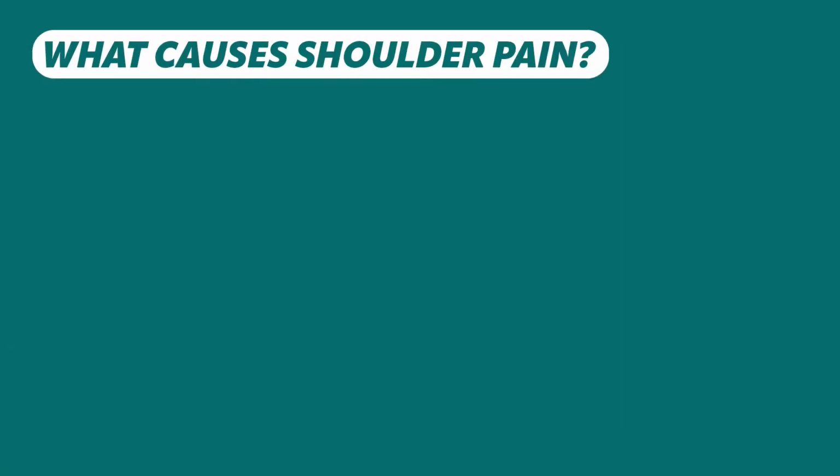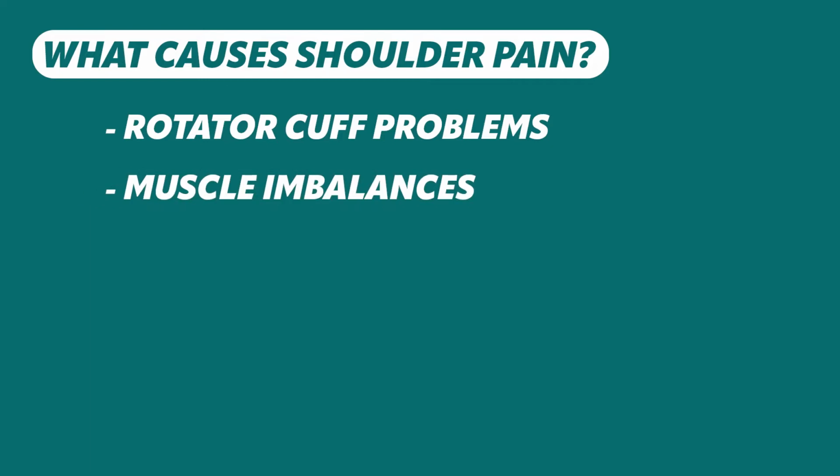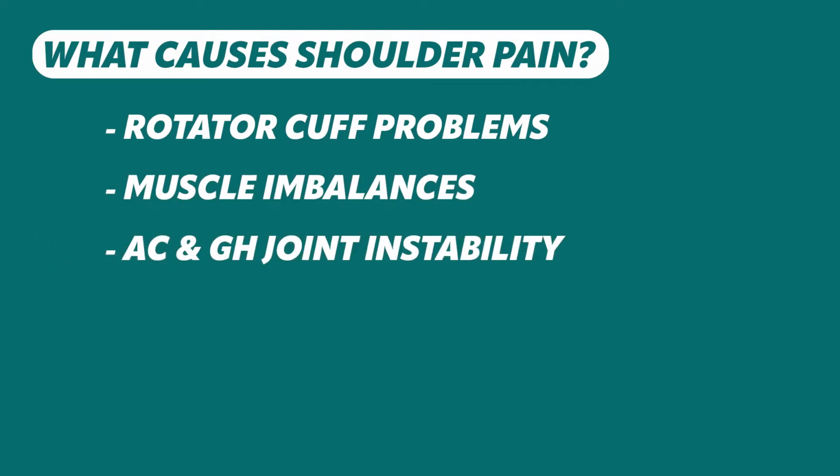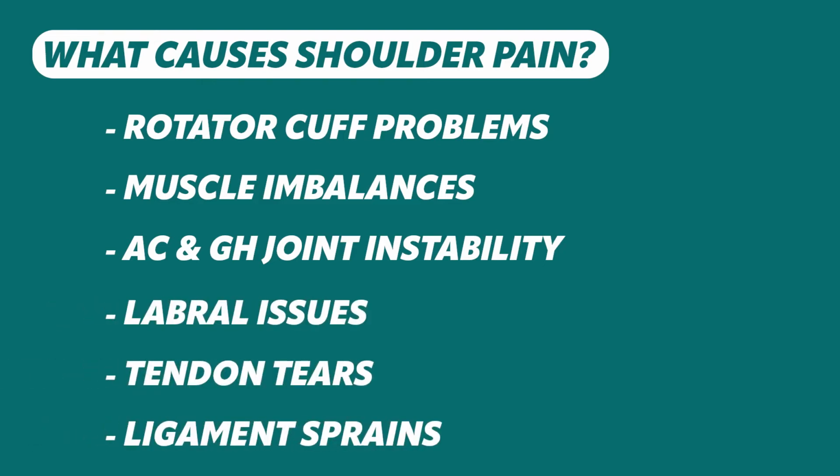It's also often due to rotator cuff problems, muscle imbalances, but you also need to be screened for things like AC joint or GH joint instability, labral issues, tendon tears, ligament sprains. There's a lot of moving parts in the shoulder because it's so multi-directional that you need to have a good professional assessment done. And then you also need to take the history of the person into account so that you can develop a solid treatment plan to get the person moving again, okay?